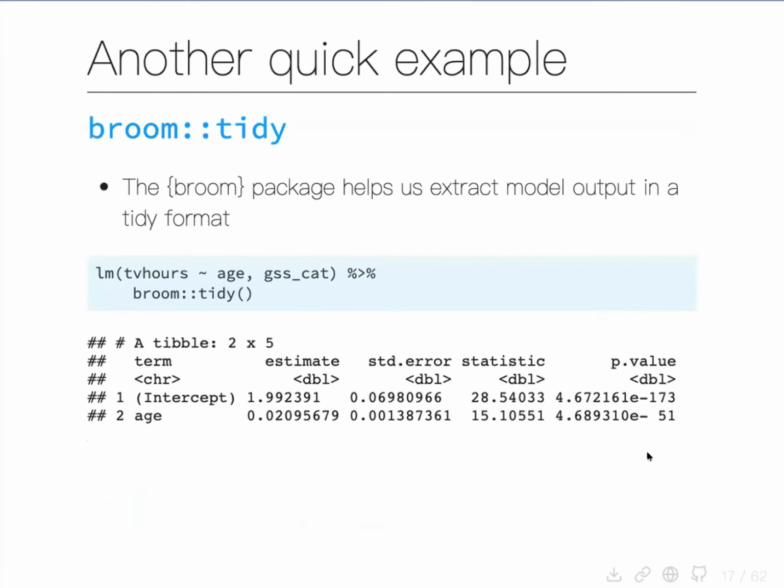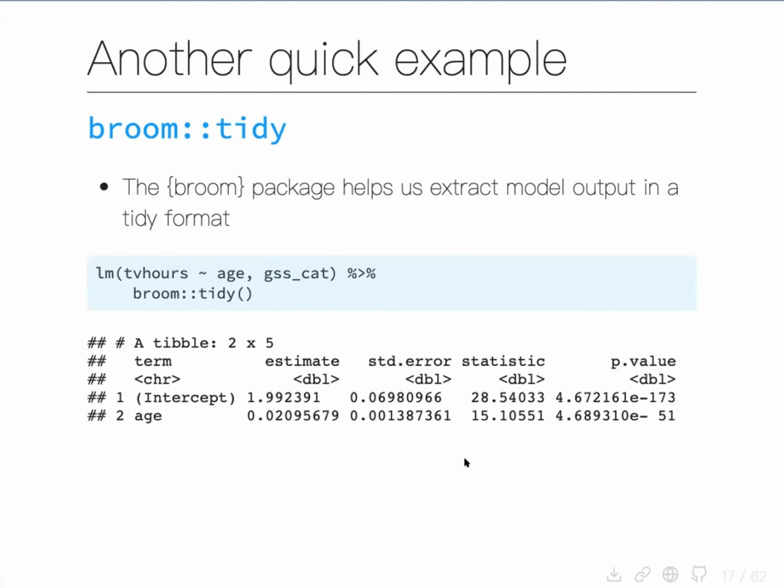Okay, here's another quick example. There is a function from the broom package called tidy. What it does is it takes a model object, all sorts of different kinds of model objects, and puts it in a nice data frame for you. So here's an example where I'm looking at this gss_cat, General Social Survey, categorical, and I'm predicting TV hours from age. When I call broom tidy on this, I get an intercept and an age, and then I get all the values for it, a bunch of the coefficient stuff.